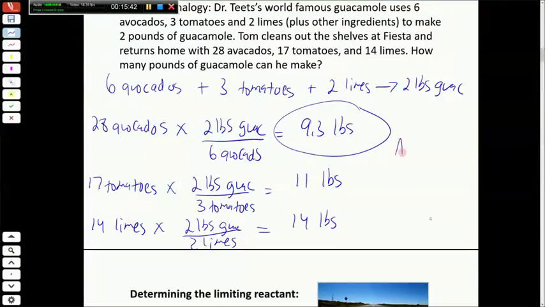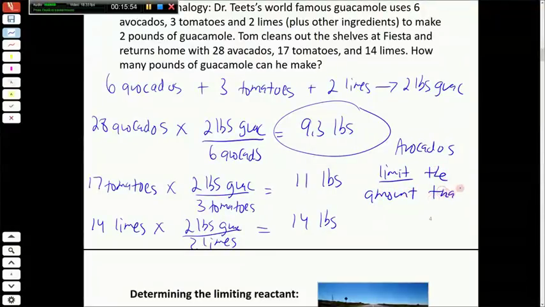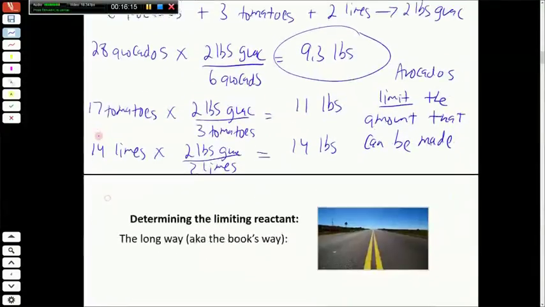So this is an example where the avocados limit the amount that we can make. And that's the exact same concept that applies in limiting reactants or limiting reagents. If you mix together two or more reactants in some ratio, one of them is going to limit how much of the product you can form. And that's the concept of limiting reactant as well. So we're going to see how that works in chemistry situations.